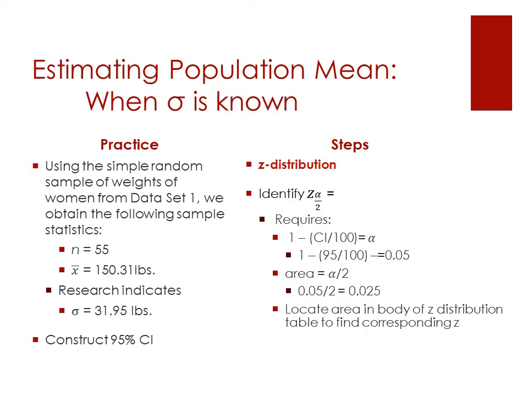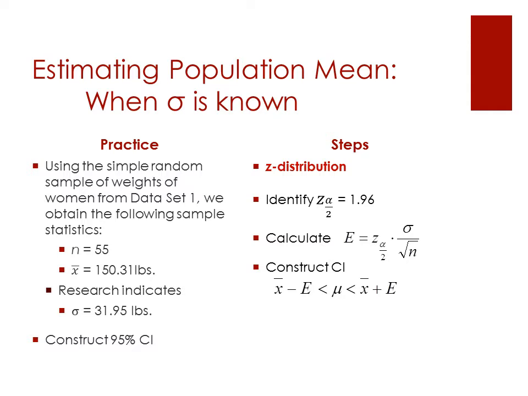So for our Z critical value, to find this, we've got our area of alpha divided by 2, which gives us 0.025. If we locate this in the body of the Z distribution table, as we have just done, then we're going to find that we've got negative 1.96, and we use the absolute value of that, 1.96. So now, there's our Z critical value. We're going to plug this into our margin of error formula.